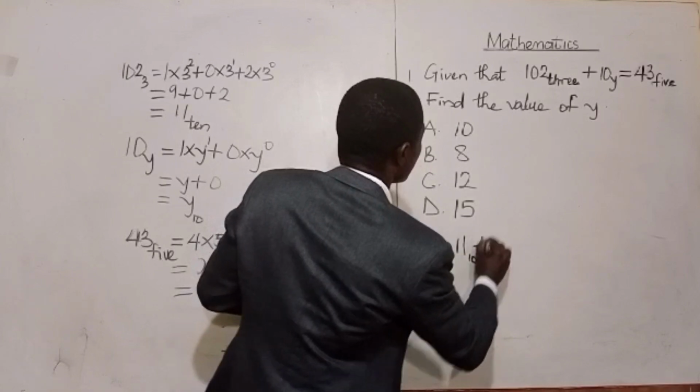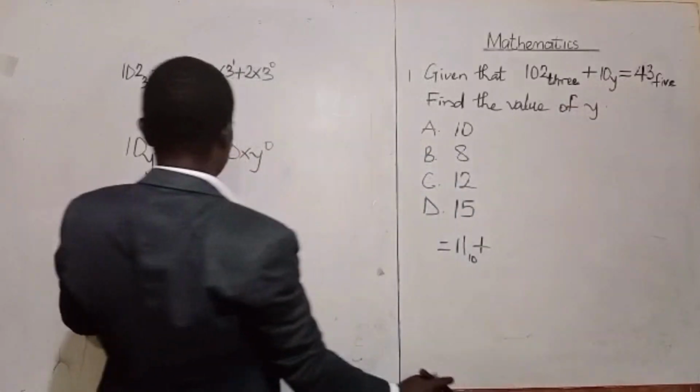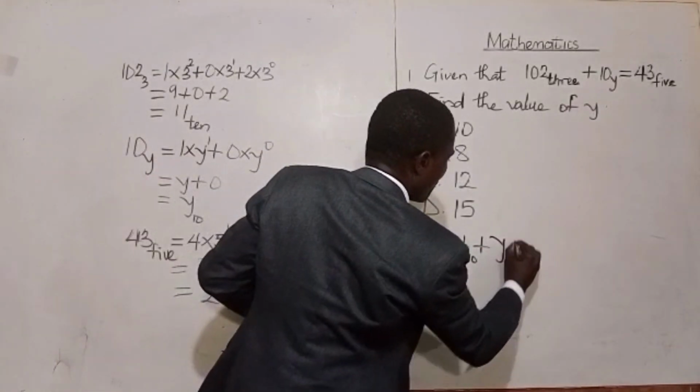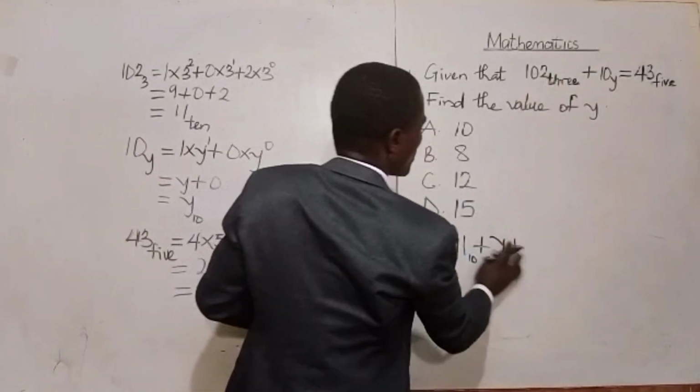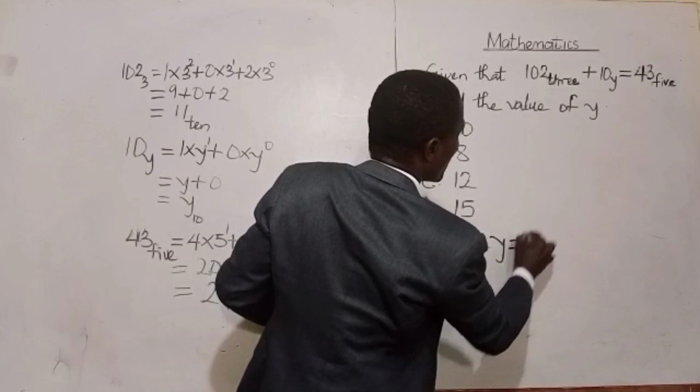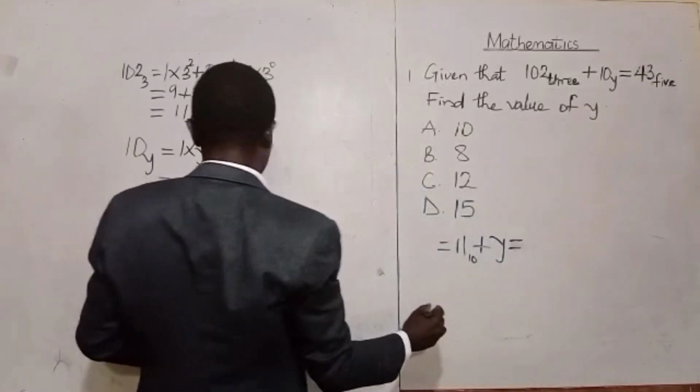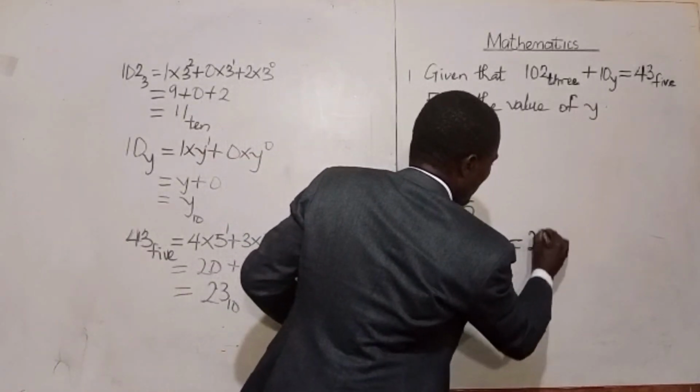Then plus 10 base y is the same thing as y. Plus which is equal to 43 base 5. 43 base 5 is the same thing as 23.